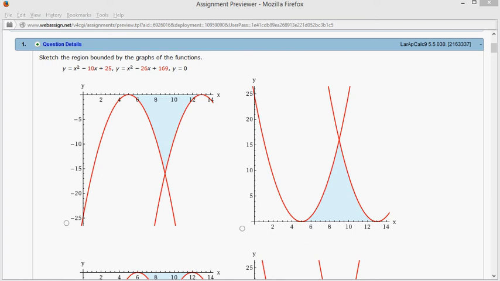Alright, let's look at the homework 5.5, 5.6, problem number 1. We want to sketch the region bounded by these three curves. So let's do that.